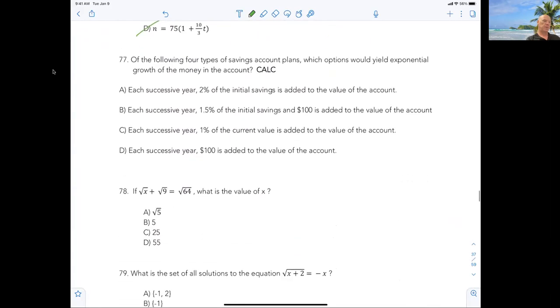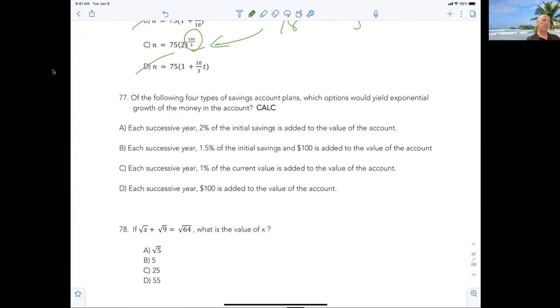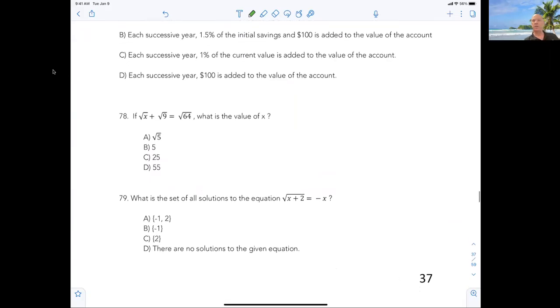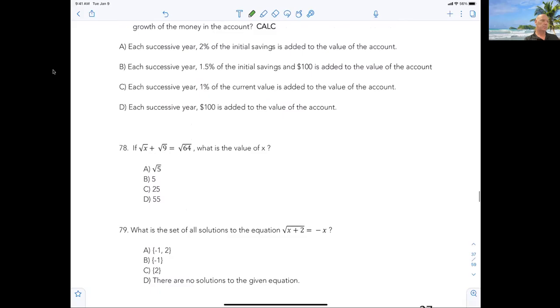All right. Now, I just don't care about 77 right now. So we're running out of time. So I want to just speed the process up a little bit. I think we talked about that one enough.